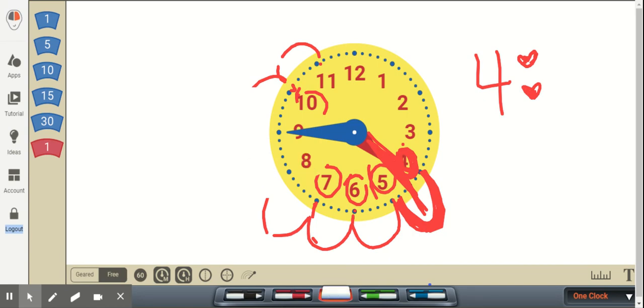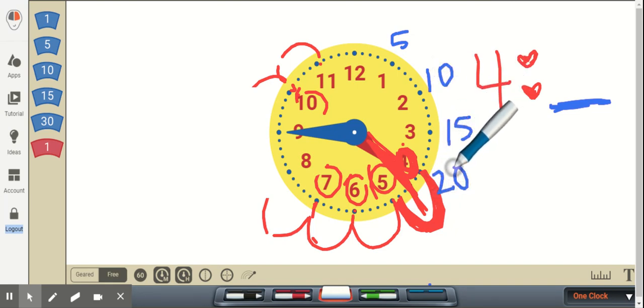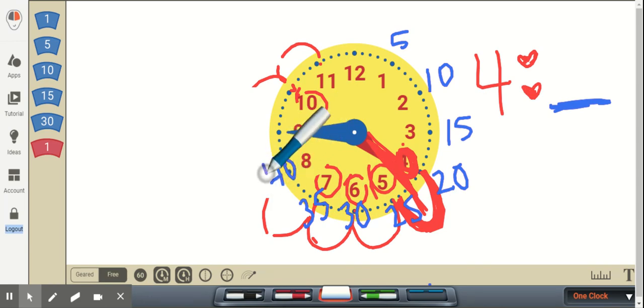Okay, put that away. Let's pull out the blue because the blue is the longhand, and the longhand is going to give me the minutes. Okay, all right. So remember from what we learned earlier, the minutes are going by 5s, remember? So 5, 10, 15, 20, 25, 30, 35, 40, 45, 50, 55, and this is 0, 0.